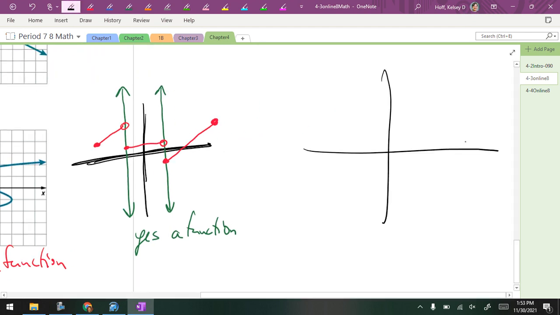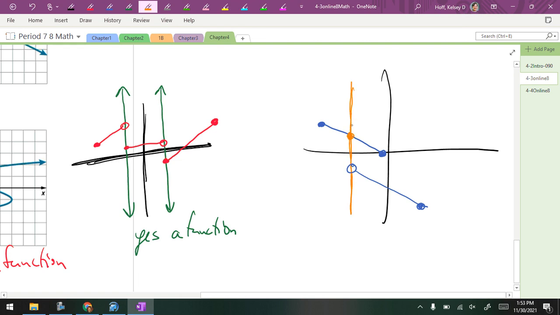Okay? So how about this one? No. Yes, it's a function. Will, they're all against you. No, it's not. Why not? Right in the middle. Okay, so right here, technically it's only hitting here, right?